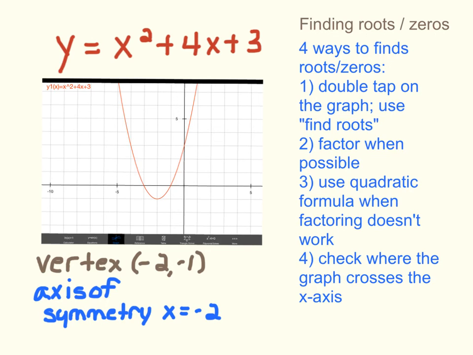So the fourth way is you're looking where the graph crosses the x-axis. And in this particular one, we have 2 places. It's crossing the x-axis at negative 3 and at negative 1. Those are our roots and zeros.